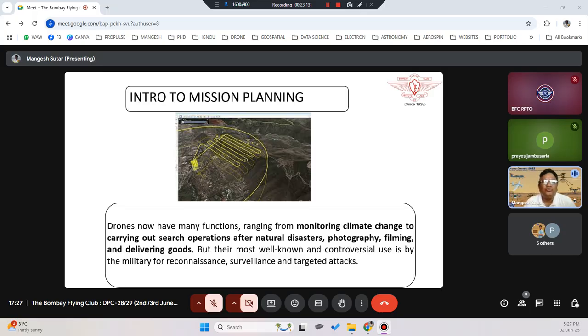Drones now may have many functions, from monitoring climatic change to carrying out search operations after a natural disaster, photography, filming, or delivering goods. So most of the time we'll always be doing mission planning.